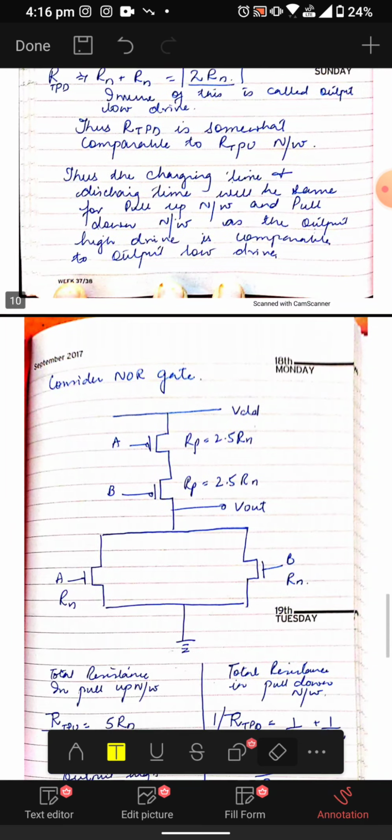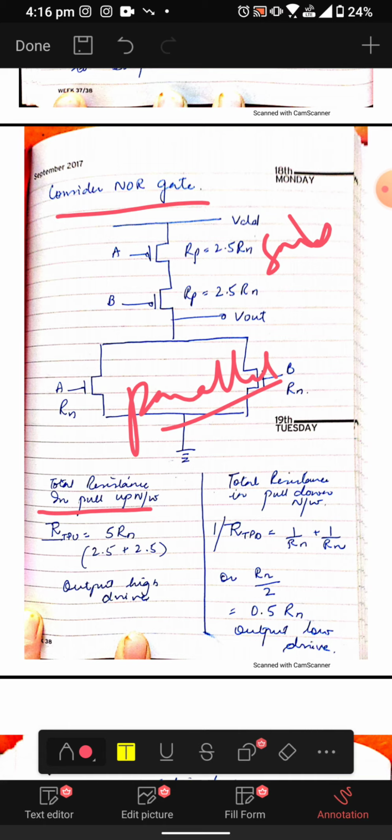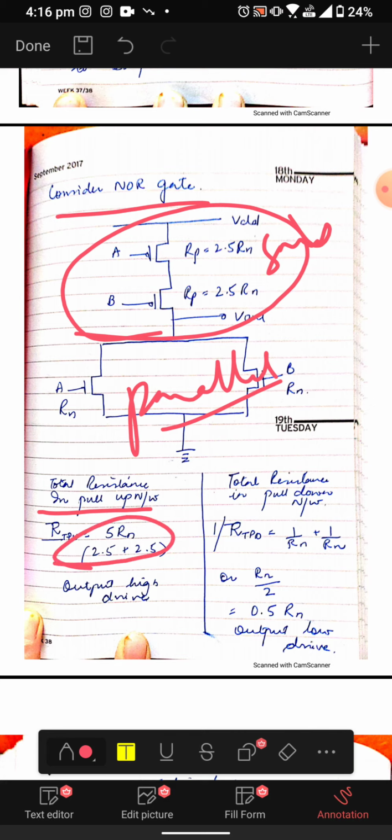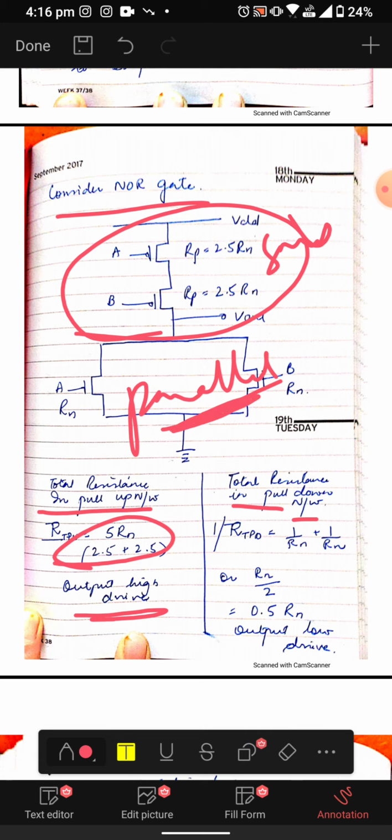What happens in the NOR gate? Here I have drawn the NOR gate. In the NOR gate, in the pull-up network the PMOS transistors are connected in series and the NMOS transistors are connected in parallel. What is the total resistance for the pull-up network? Here they are connected in series, so it will simply be added, that is 5 times Rn, which is your output high drive. What is the total resistance for the pull-down network? The pull-down network is connected in parallel, so it will be 0.5 times Rn.